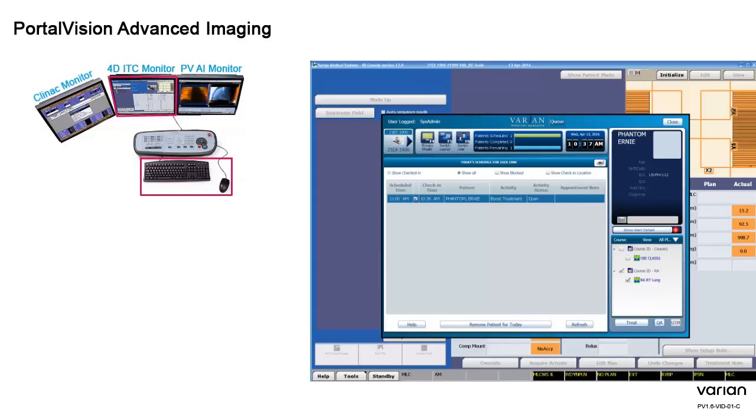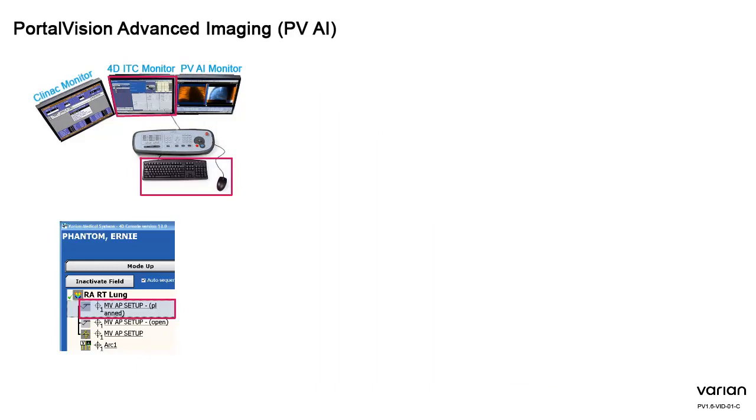Let's go through an example at the machine for acquiring and matching an MV image to the corresponding reference image with the Portal Vision Advanced Imaging. On the 40ITC, the patient and plan are selected from the Aria queue. Click Treat to open the patient now. The patient plan opens on the 40ITC.